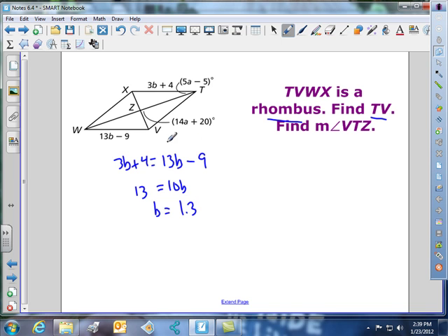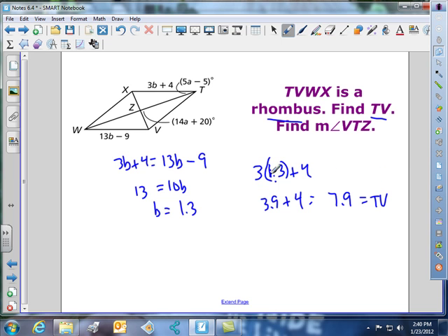So to find the measure of TV, that has the same measure as XT, so I could just use 3b plus 4 and take 3 times 1.3 and add 4 to that. This will be 3.9 plus 4, which is 7.9. So that would be TV.